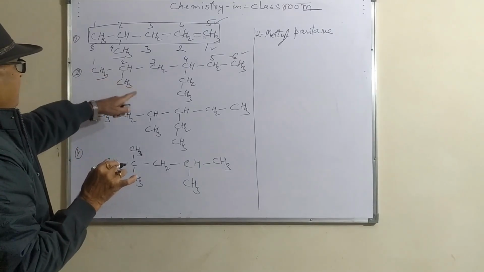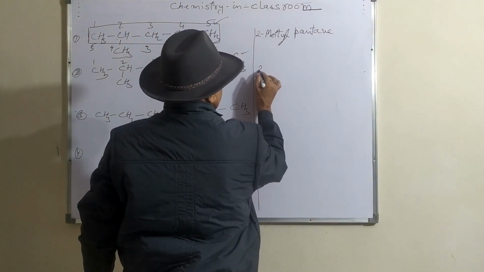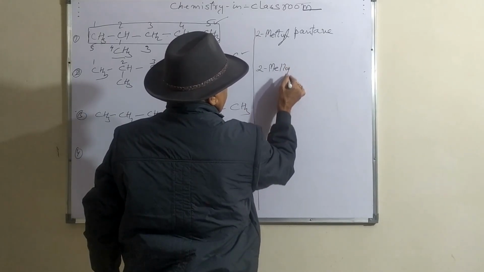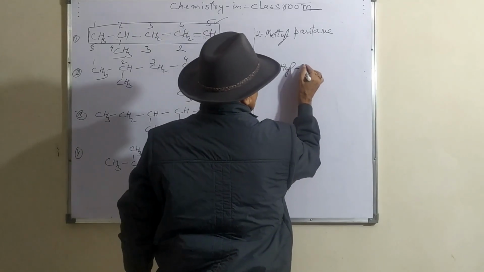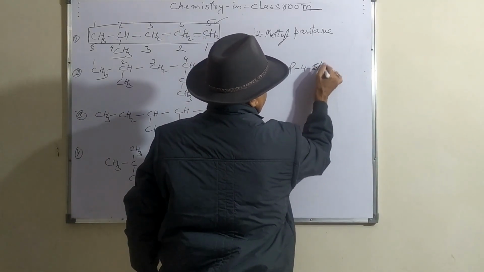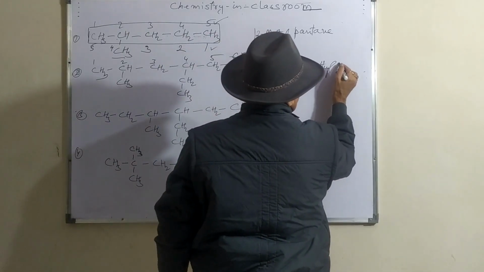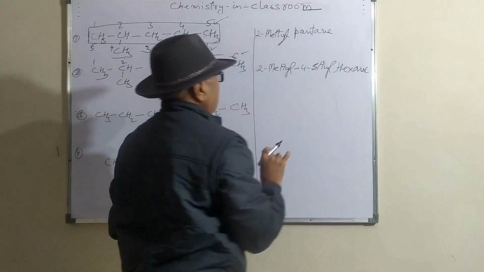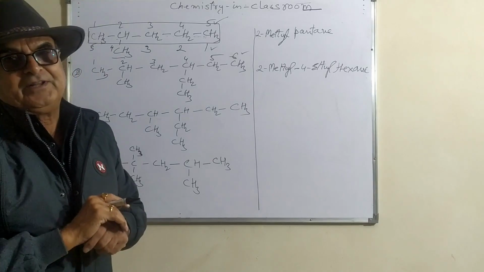The name of this compound will be 2-methyl, and here 4-ethyl hexane. 4-ethyl hexane. This will be the name with 2-methyl. Again, this is the wrong name.